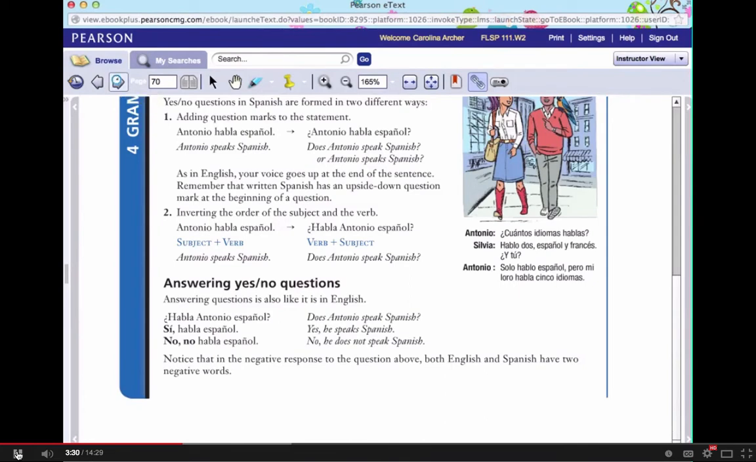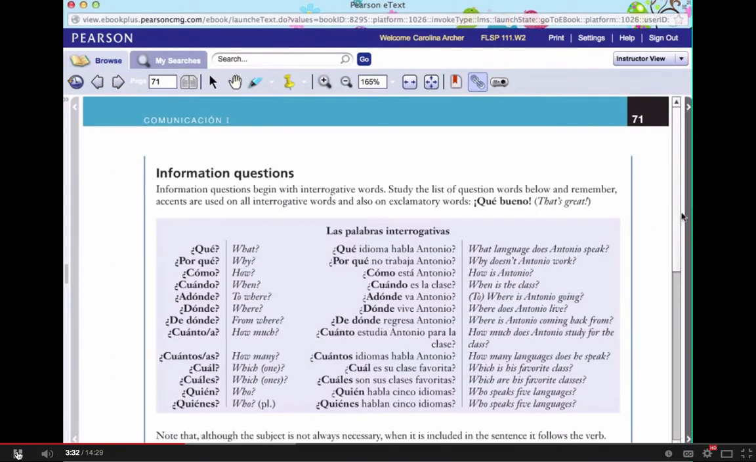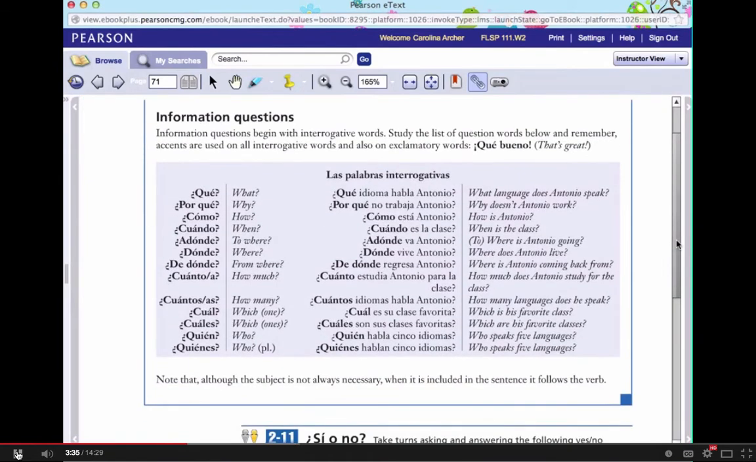But now we have a bunch of other questions whose answers are not yes or no. To form these questions, we have to begin with an interrogative word like who, where, why, when, at what time. So this is a list of question words that you can use to form a question. Notice that all question words have accents. All of them. Interrogative words and also exclamatory words all have accents.